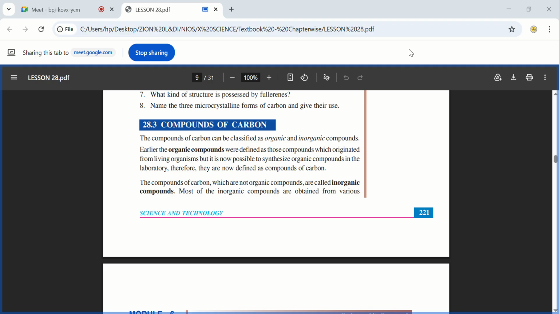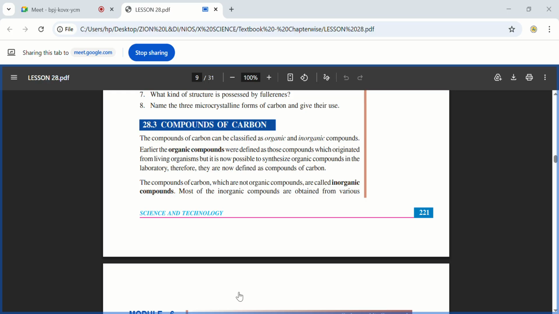28.3 Compounds of carbon. The compounds of carbon can be classified as organic and inorganic compounds. Earlier, the organic compounds were defined as those compounds which originated from living organisms, but it's now possible to synthesize organic compounds in the laboratory. Therefore, they are now defined as compounds of carbon. The compounds of carbon which are not organic compounds are called inorganic compounds.